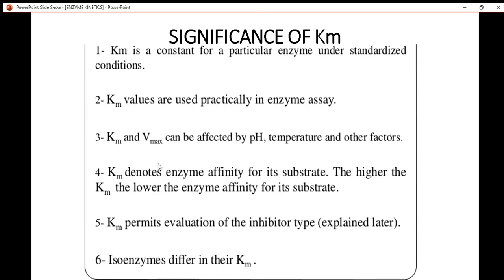Km denotes the enzyme affinity for its substrate. The higher the Km value, the lower the enzyme affinity for its substrate. And therefore, more of the substrate is required to carry out the activity at a particular rate. Km permits evaluation of the inhibitor type. We will see the slide later. Isoenzymes, different forms of the same enzymes catalyzing the same biochemical reactions, differ in their Km value.